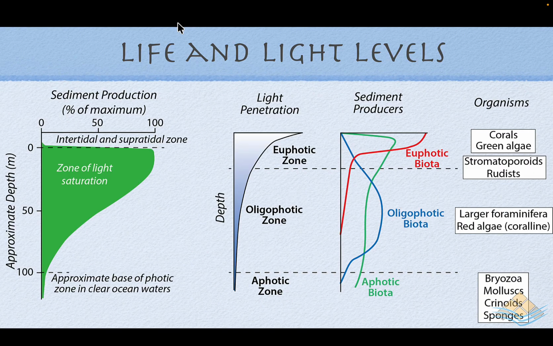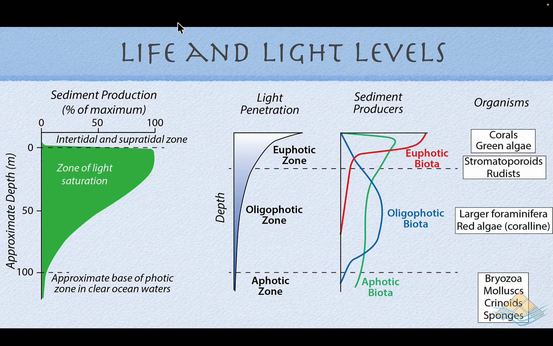Beyond the oligophotic zone is the aphotic zone, which is a zone where no light is penetrating. This is populated by the consumers, the heterozoans, the things that eat rather than things that utilize light to live. So we see a whole range of carbonate skeletons or exoskeletons of heterozoans flourishing in the aphotic zone. Light is controlling the types of organisms and the level of sediment that can be produced in those zones.